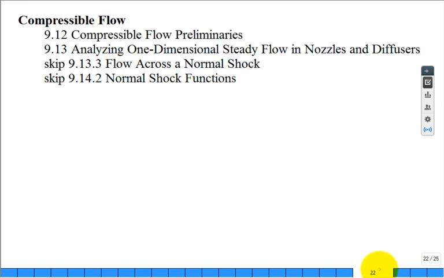First of all, this was one of the most challenging, if not the most challenging topic or chapter in the entire textbook, in our entire class. So whenever you see something about shocks in this section, 9.13.3, 9.14.2, skip it. We just want to emphasize that now there's going to be a shock, but I don't want to analyze it. The book does more in the analysis of the shocks. Just skip the analysis of the shocks.